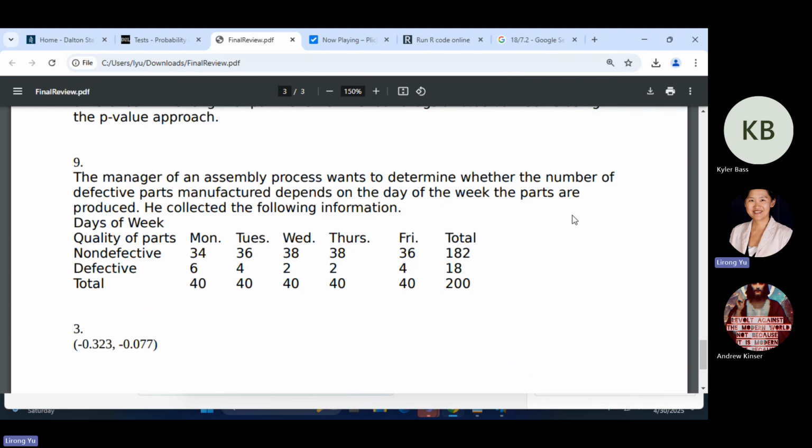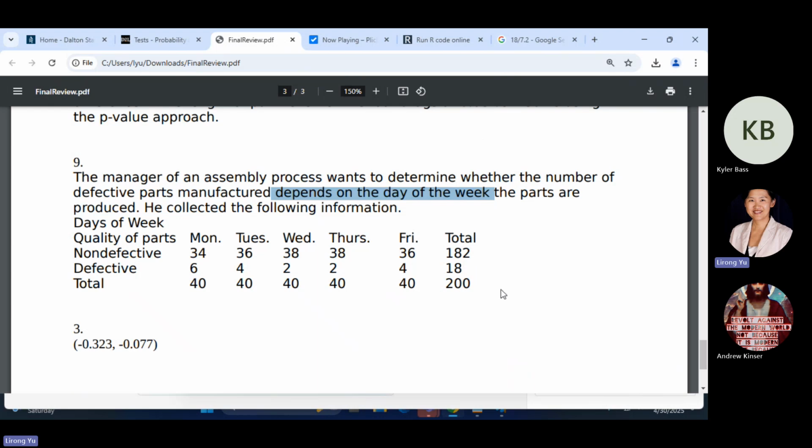Therefore, we have the conclusion that the percentage of defective parts for Monday, Tuesday, Wednesday, Thursday, and Friday are the same. Right? That means they're independent. These two things are independent from each other. So the number of defective parts does not depend on the day of the week. If it depended on it, then we would have a smaller p-value, indicating that the proportions are different.